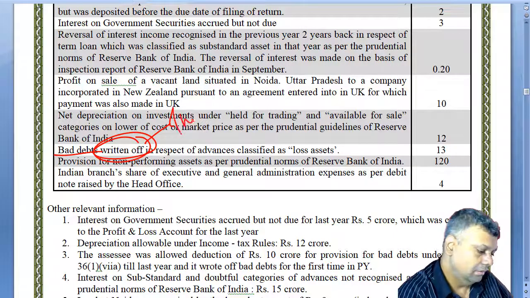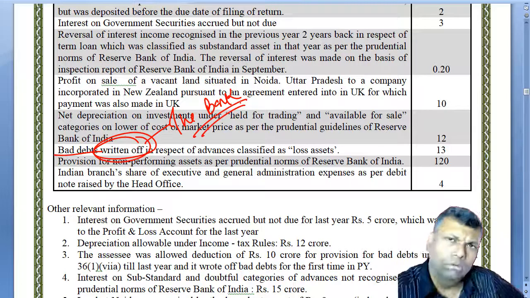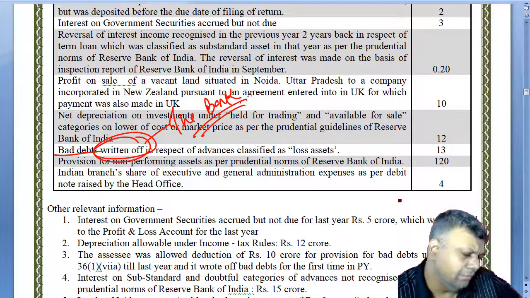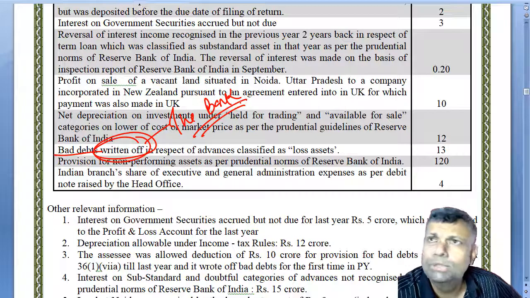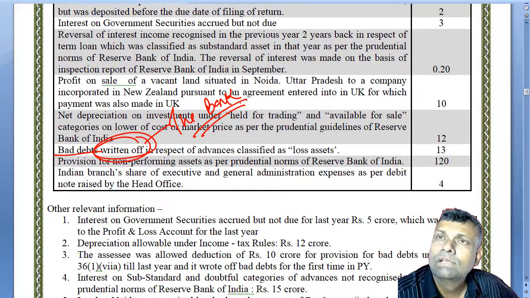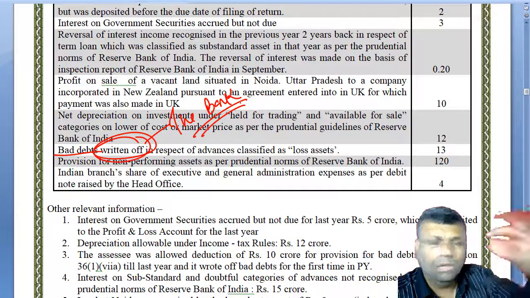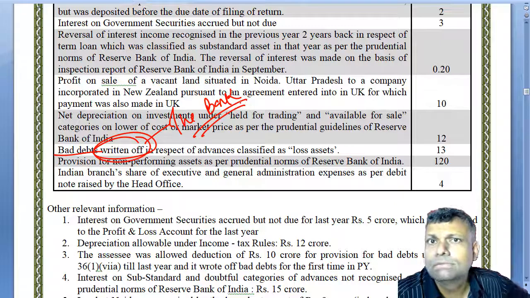The bank. Who has told you to write off? The bank will say, we feel that we are not able to recover this money, so it is bad, and so we write off. Then you will say, why are you writing off only 13? Write off 1,000 crores.